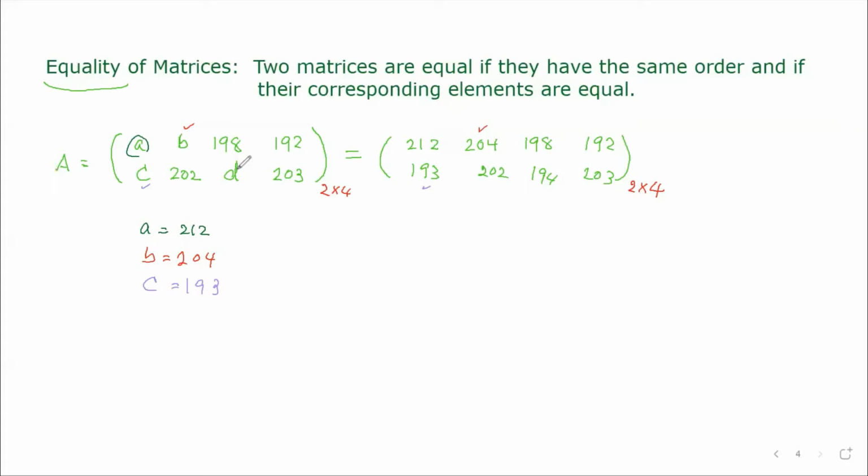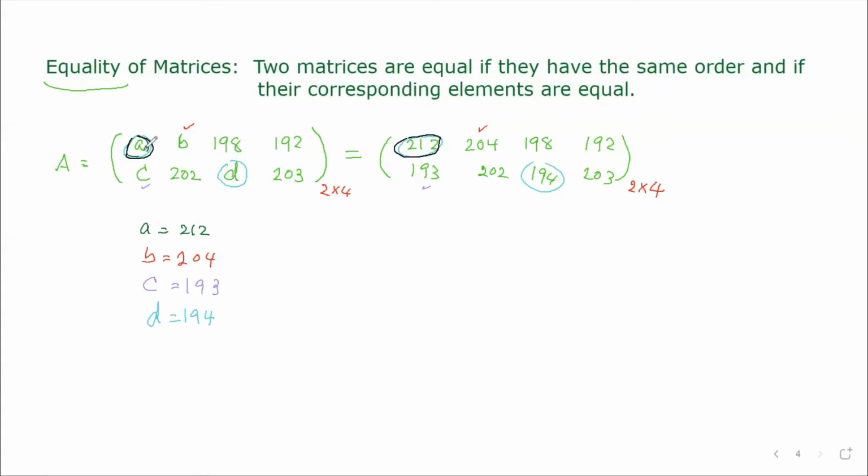And D, you can see D is in the second row, third column. So D equals 194. So for the unknown, the one we have here, this one is going to equal 212. When you read this, this is the meaning of equality of matrices.